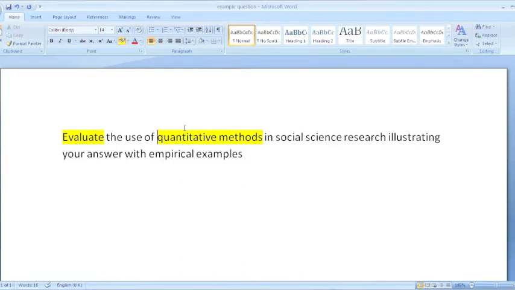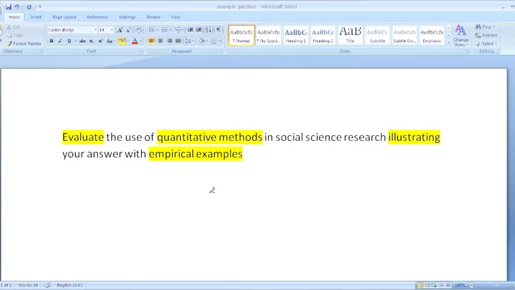And then it's also asking me to illustrate my answer with something further. So highlight illustrating, and then with empirical examples. So I'll highlight that as well. So here I've gone through the question and I've picked out the main points.